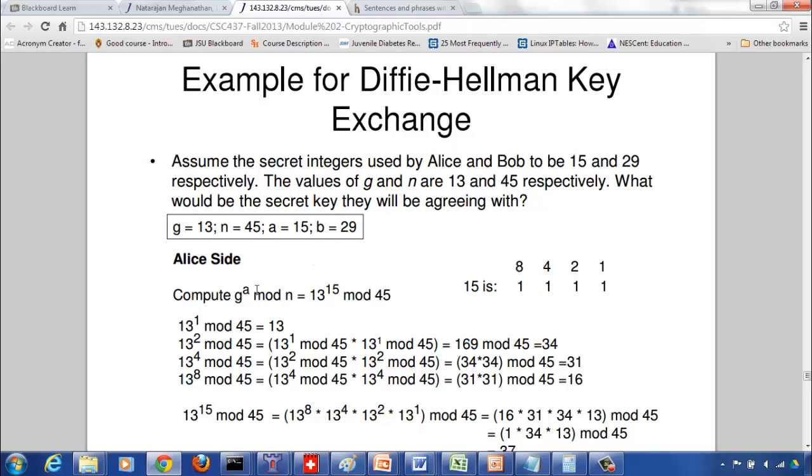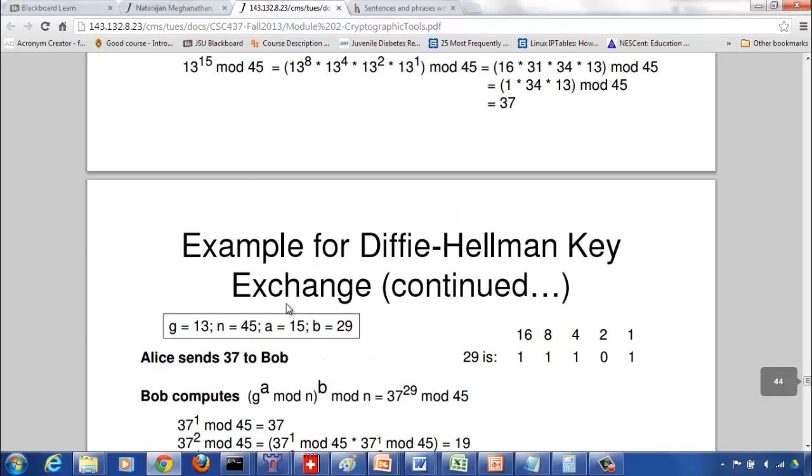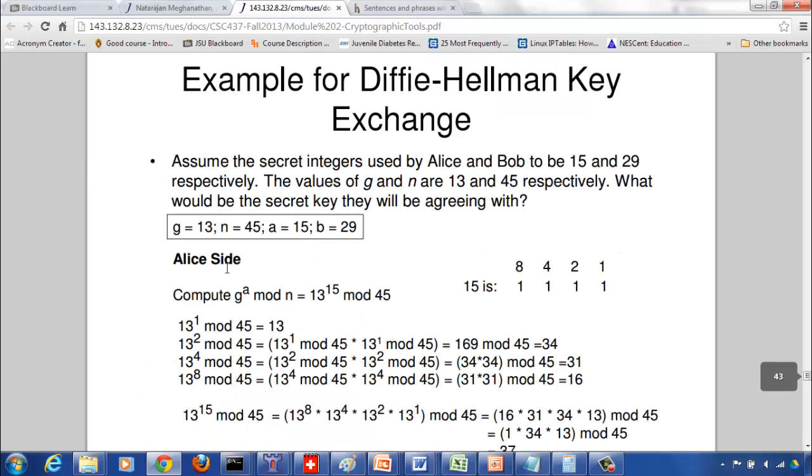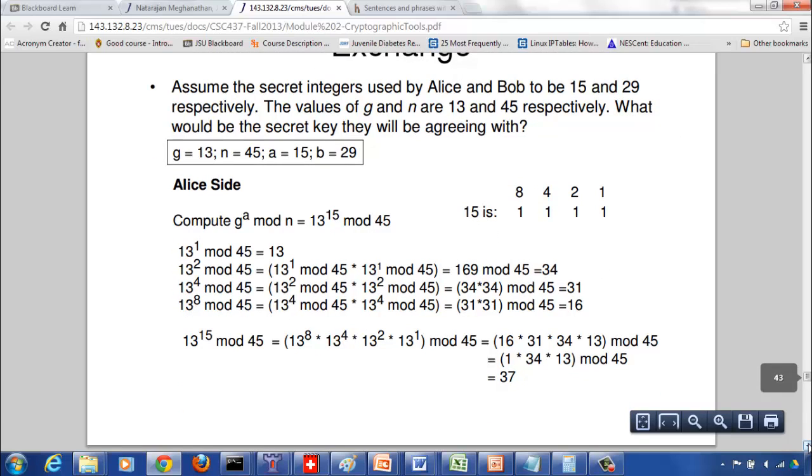First you have to compute G raised to A mod N. Then whatever you get, you have to raise that whole thing, G raised to A mod N, to B mod N. Okay, so we'll do that now. G raised to A mod N is 13 raised to 15 mod 45. The exponent 15 is basically all ones, four ones, so we'll compute up to 8.